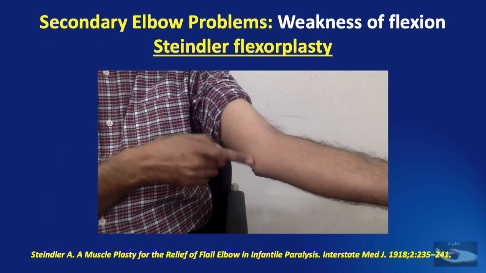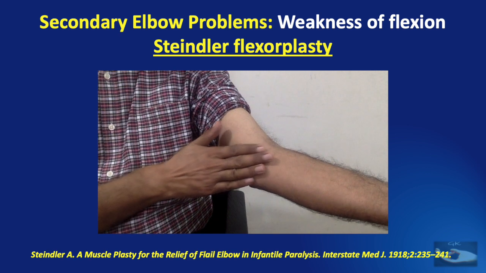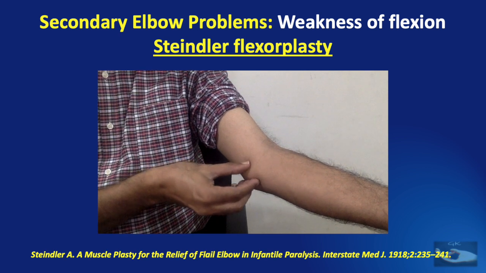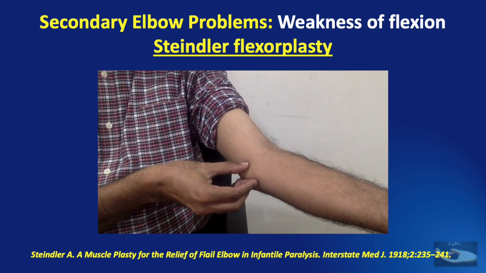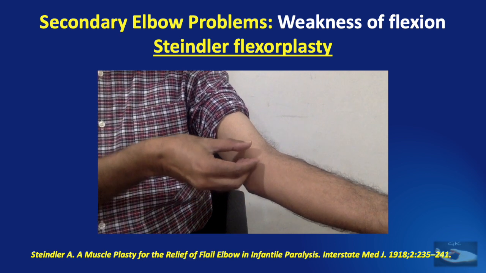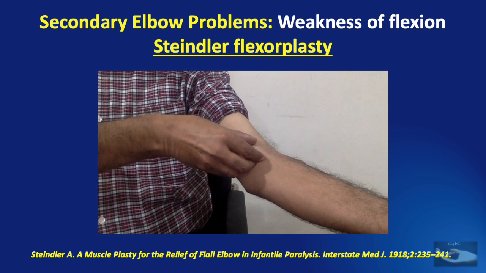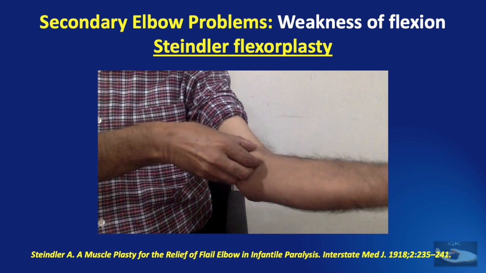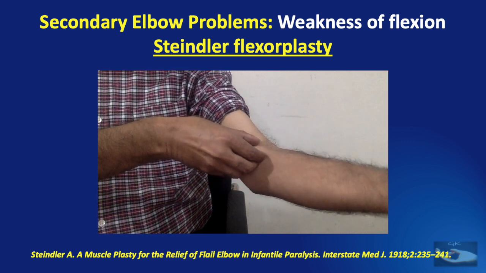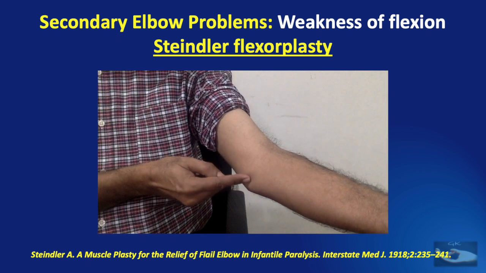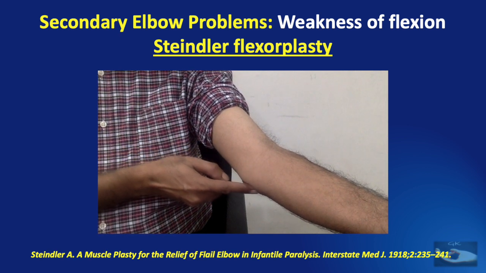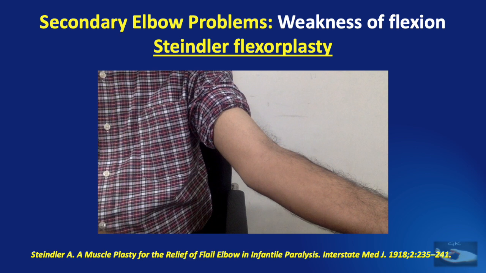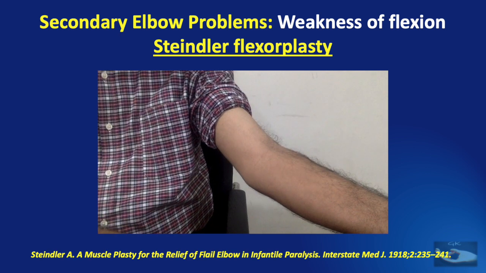The basic principle of the Steindler flexorplasty is that the common flexor origin that arises from the medial epicondyle is dissected out, and along with the bone, that is the medial epicondyle, it is shifted proximally and fixed to another point on the anterior surface of the lower end of humerus. By this procedure, the common flexors of the fingers and the wrist become flexors of the elbow. While doing this procedure, it is important to note that the ulnar nerve enters between the two heads of the flexor carpi ulnaris, and it is important to preserve this nerve during this procedure.